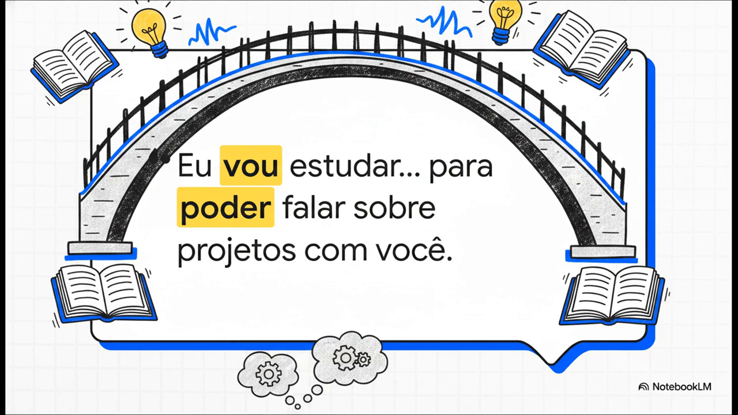I absolutely love this example from Zhang. Look at how beautifully he strings these tools together in a single thought. First, he uses ir to show his future intention. I'm going to study. Then he uses poder to express the capability he hopes to gain, to be able to talk. He's literally using auxiliary verbs to build a bridge from his current intention all the way to his future capability. It's just brilliant language construction.